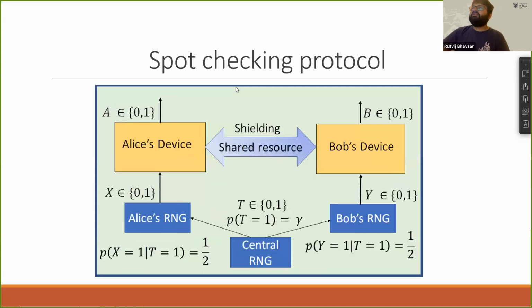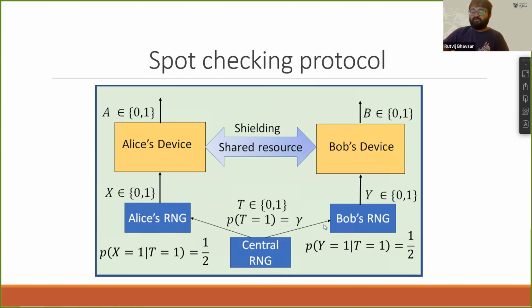Now, as an example, let's look at the spot checking protocol, which is a well-studied protocol in the literature. In this protocol, along with the CHSH setup, we have a central random number generator. Now, when a round of the protocol begins, the central random number generator produces a bit T, which tells us whether or not a CHSH test is to be performed. The probability distribution for T is chosen such that the test rounds occur infrequently. Now, in a single round of the protocol, after generating T, it is supplied to Alice and Bob, instructing whether or not they should perform a CHSH test.